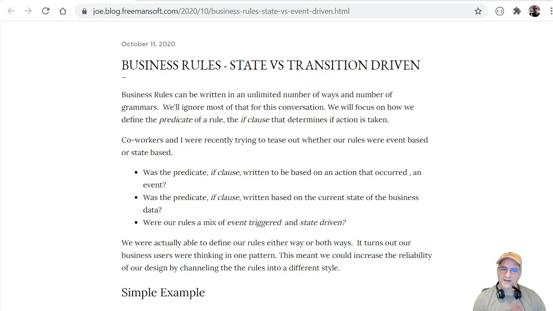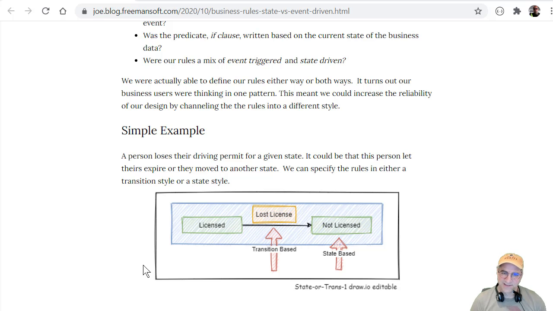So the question is, do we know which of those is important to us? Do we know that we need to run the rule on the transition from one state to another? Or could we run the rule at any time, as long as we know the current state, and get the same results? And I'll show you why this is kind of important. So the simple example is a driver's license. I'm going to pick this one.